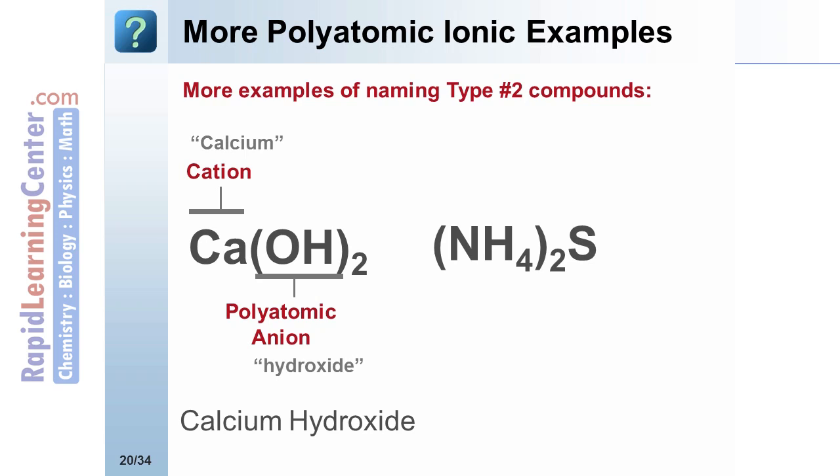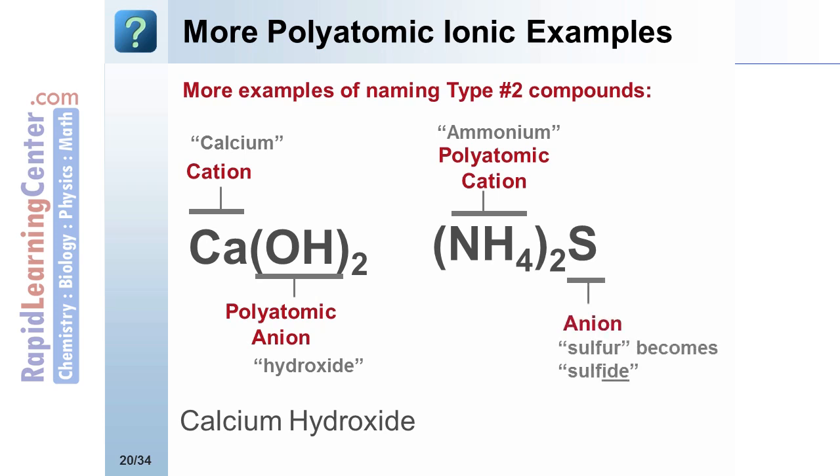(NH4)2S. Remember, the polyatomic ion is inside the parentheses. This is the only one that will come in the front half of a compound. Ammonium. S is sulfur, which becomes sulfide. You do not change the ending of a polyatomic ion, but if the anion is a single element, change the ending to IDE. Ammonium sulfide.